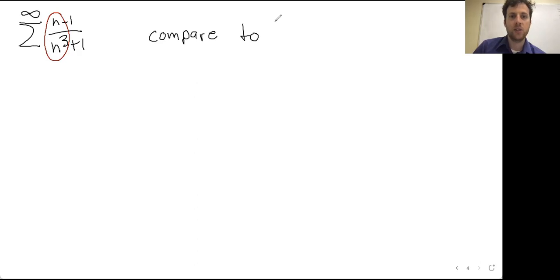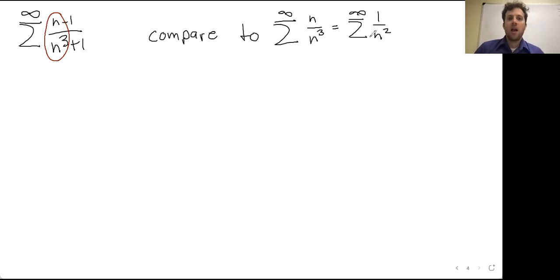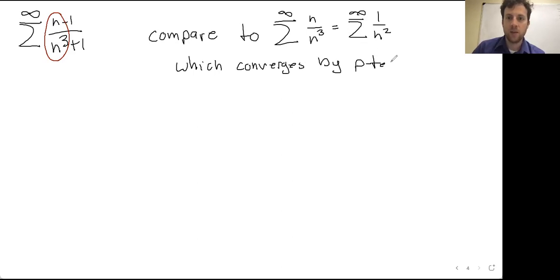So we're going to compare this to n over n cubed, and canceling a factor of n, we get 1 over n squared. And for this comparison series, we do need to say what it does. It's pretty quick since it will often be a p-series or geometric, and those are pretty quick convergence tests. So 1 over n squared converges by the p-test because p is 2, and that's bigger than 1, and that's when we converge.